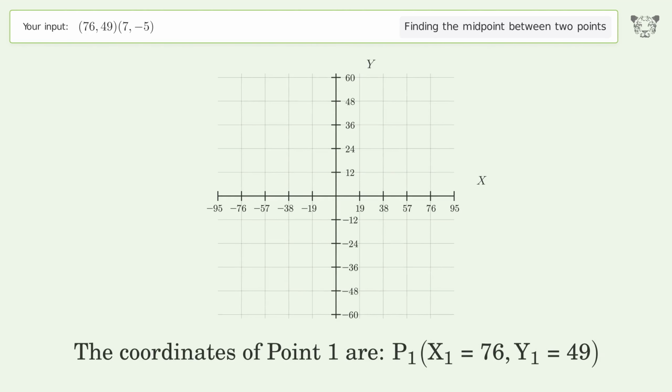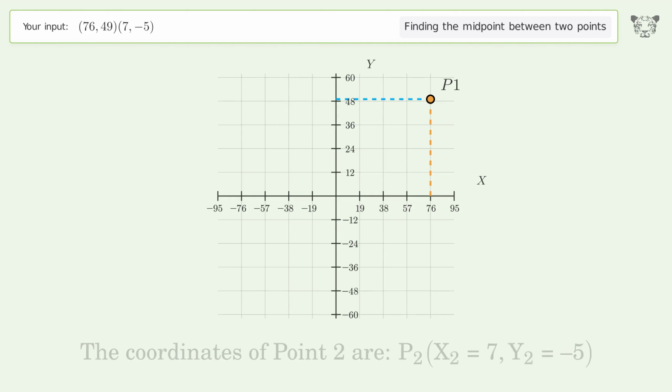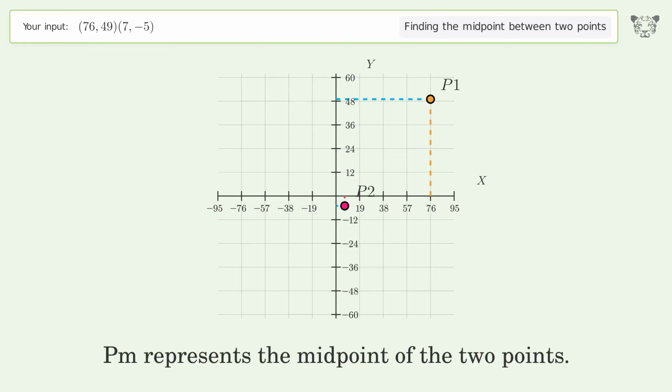The coordinates of point 1 are x1 equals 76, y1 equals 49. The coordinates of point 2 are x2 equals 7, y2 equals -5. PM represents the midpoint of the 2 points.